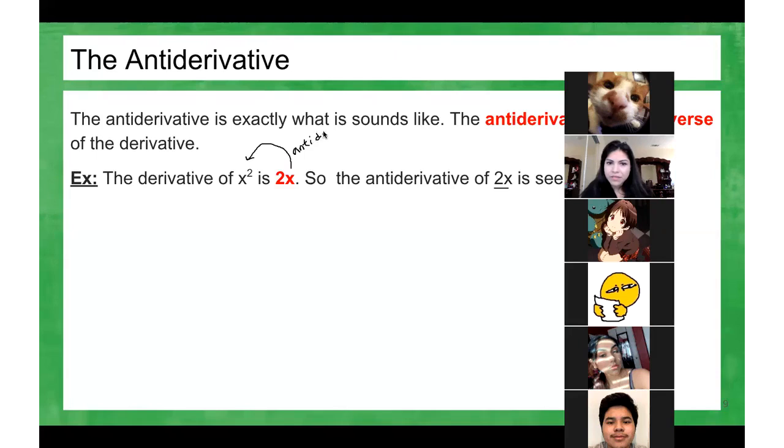I'm just going to put antider. Hope y'all know what my little annotation means. I could not write down the whole word. So that's just a little example, right?